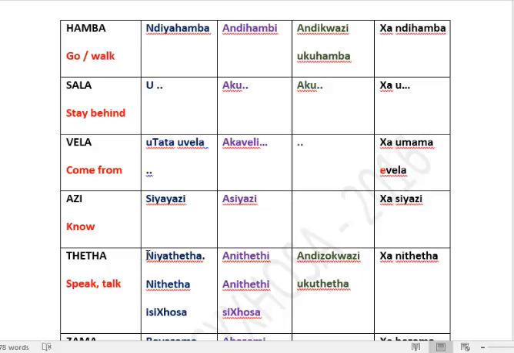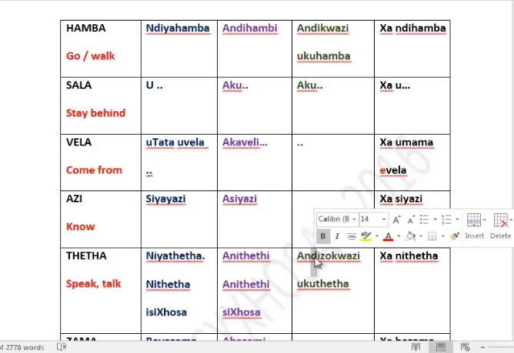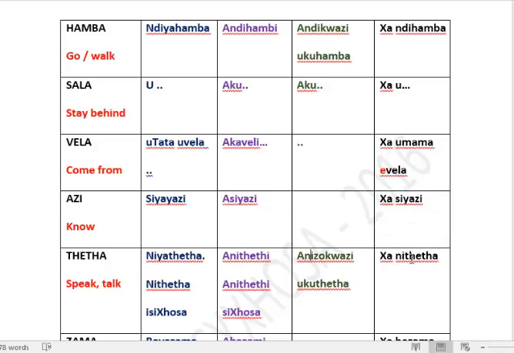Teta. Niyateta, niteta isiXhosa. So when we have a full stop after the verb, you will have ya. Then the sentence ends there. Take the full stop away and continue the sentence. We get the following. Niteta isiXhosa. Aniteti, twice. Doesn't matter if it was niyateta, it will become aniteti. Anizokwazi, you will be unable to speak. Xa nithetha, and when you speak.